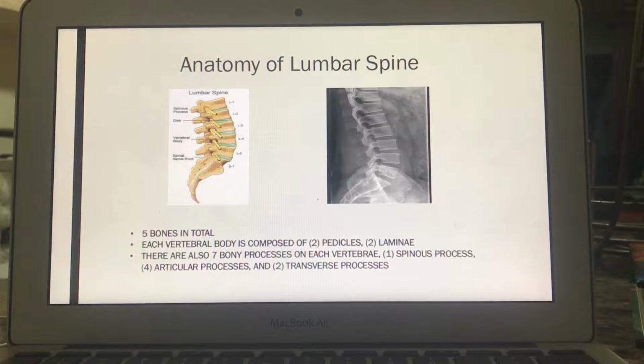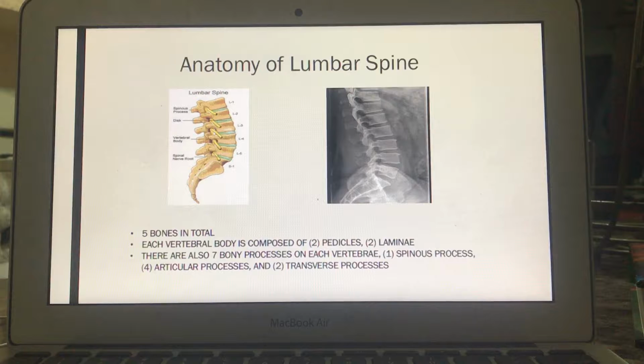Each vertebral body is composed of two pedicles, two laminae. There are also seven bony processes on each vertebra, which include the one spinous process, four articular processes, and two transverse processes. Now, we also have certain things that we look for on a radiograph.